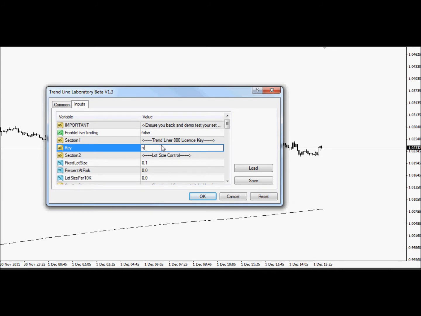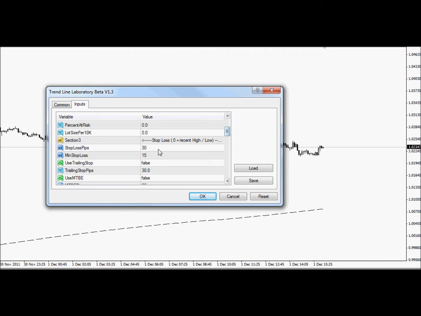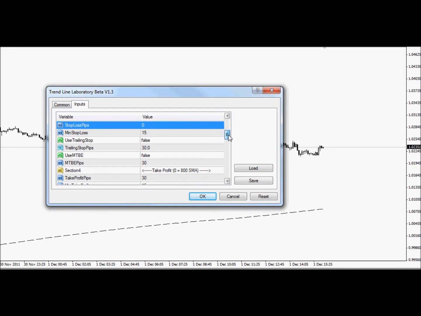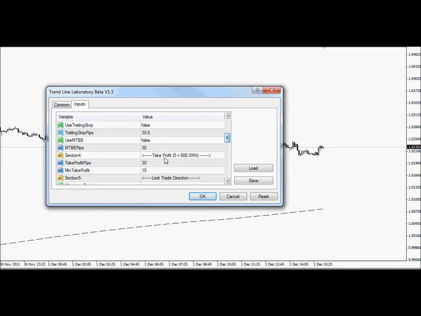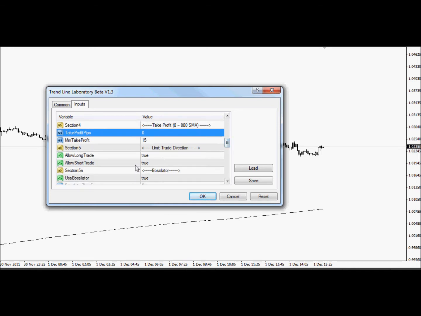Just going to put my key in here. This is a live account, so I'm going to say true. Because I'm still testing this, I'm only going to use a small lot size. I'm going to say stop loss pips. If I set to 0, it will use a recent high. I'm not going to trail it or use a move to break even. For the take profit, I'm going to set to 0 because then it will use the 800 simple moving average. I only want it to trade short, although it should do that anyway.